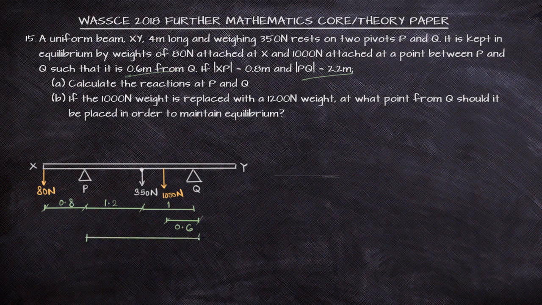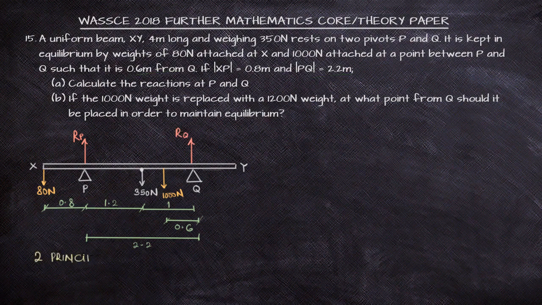Now, we've been told that PQ is 2.2 meters. All right. So, if we are to try and complete our diagram by noting the reaction at P, let's call that RP, and the reaction at Q, let's call that RQ.